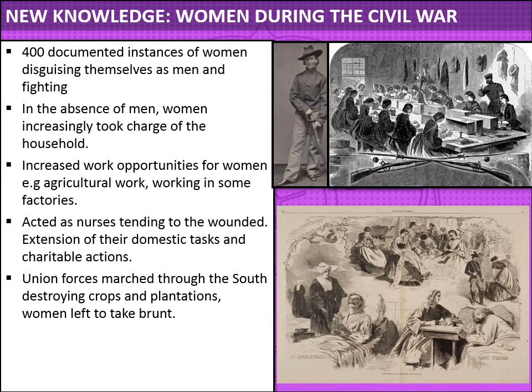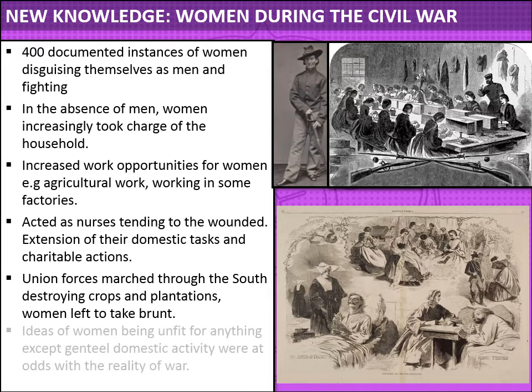Now, the Civil War became what we know as a total war, meaning it really changed lots of people's lives. And one way it did this was that the Union forces marched through the South, destroying crops and plantations. Now, they did this in order to have an impact on the Southern economy. But what it actually did is it left lots of women taking the brunt. They were the ones who lost their crops or lost their income in their plantations. So lots of women were badly affected by this.